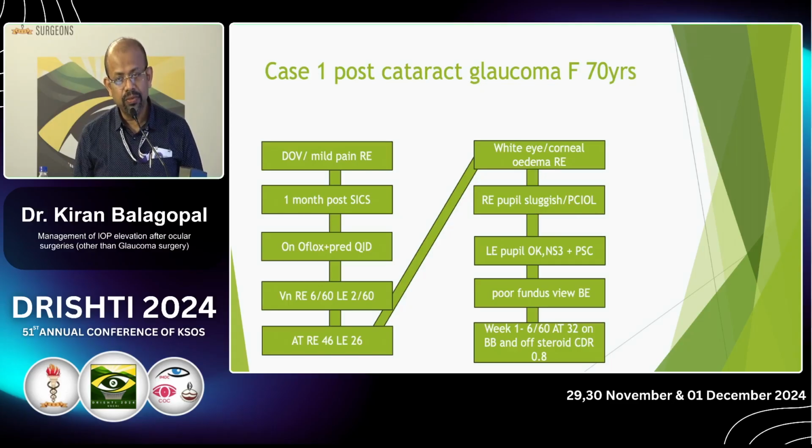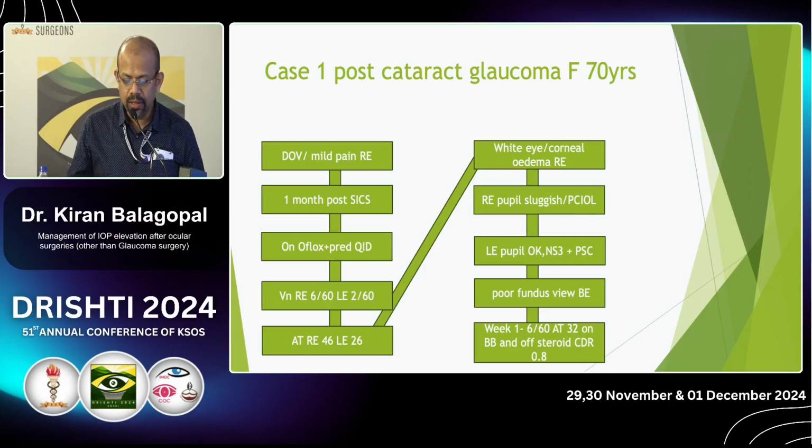IOP in the right eye was 46. Left eye also was high, 26. The right eye was white, and there was corneal edema. The right pupil was sluggish due to the high IOP probably, and PCIOL was there, and left eye pupil was okay, NS3 plus PSC. Because of the corneal edema, fundus view in the right eye was poor, and because of the cataract, fundus view in the left eye was poor. So we only had the IOP and the corneal edema.